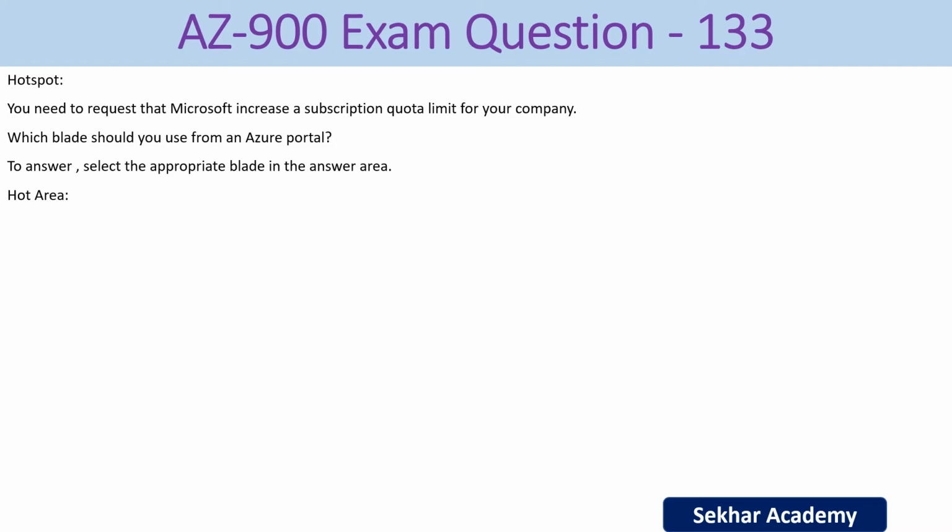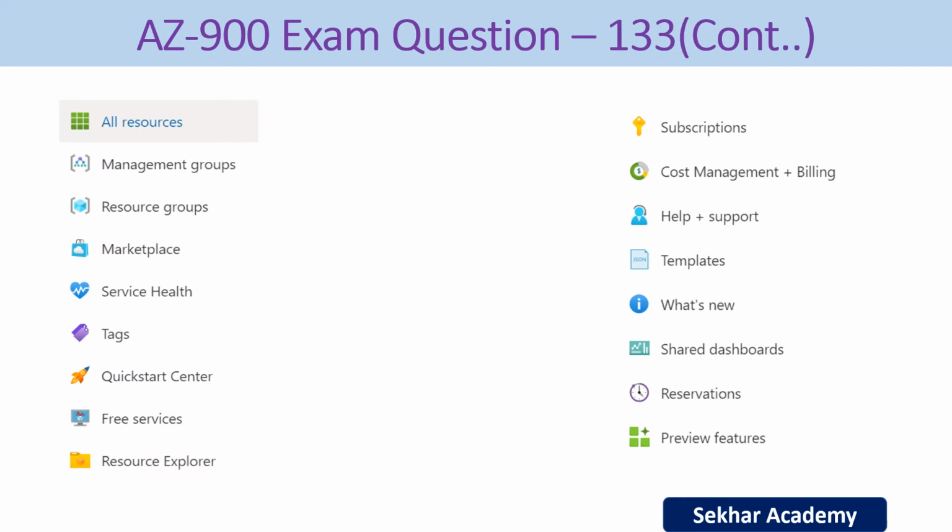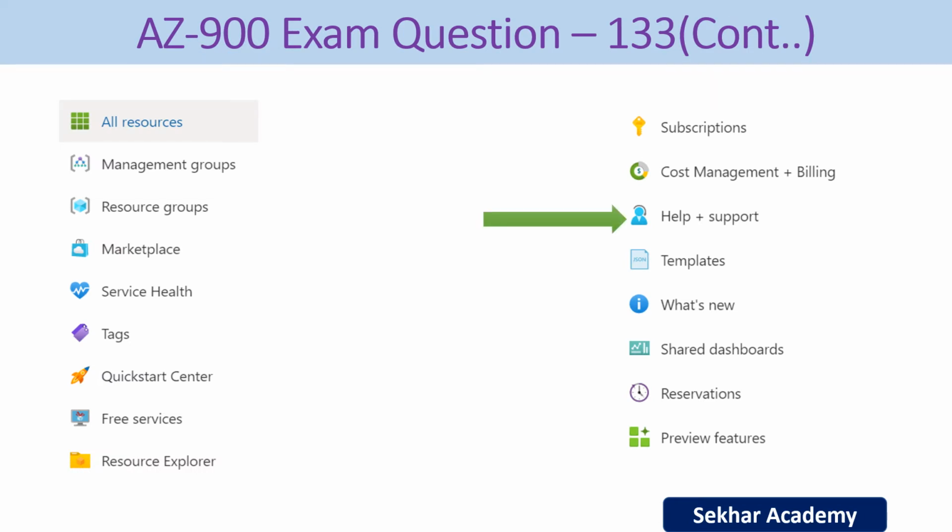AZ-900 exam question number 133. You need to request that Microsoft increase the subscription quota limit for your company. Which blade should you use from the Azure portal? So how will we communicate this? You need to raise this request. So where can we do this in the Azure portal? In the Azure portal, under help plus support, we can raise a support request with Microsoft. So the right answer is help plus support.